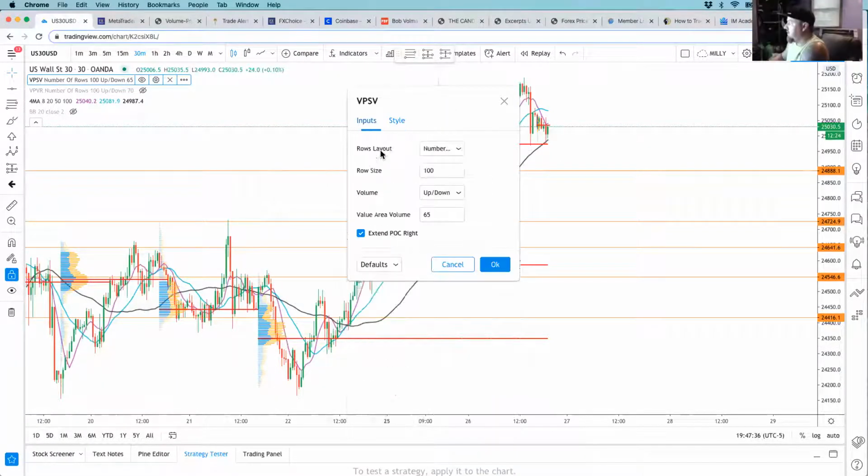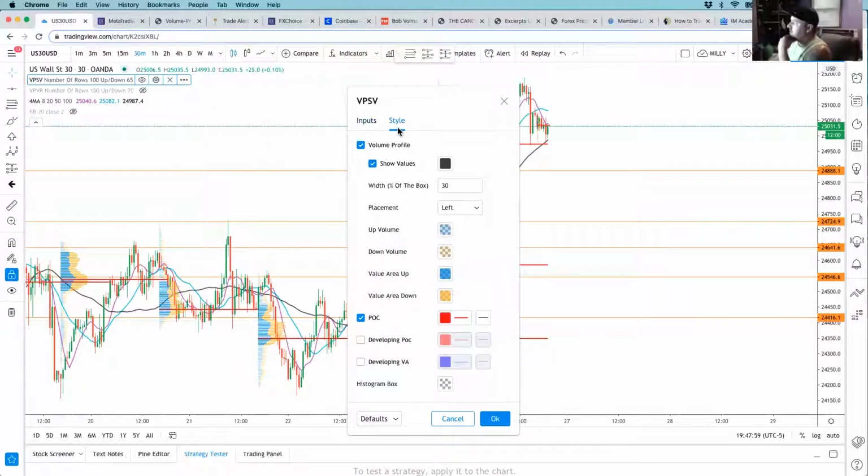Did you click your POC, extend POC to the right? Patrick, did you click this one? Let me check now. And then go over to style. Okay, so yeah, I got it to the right. Click style, and then click show values. Show values. All right. And then I got 30 for the width. Yeah. All right.